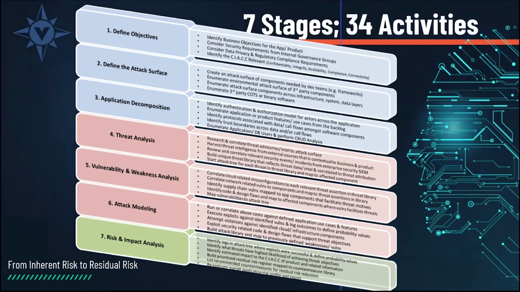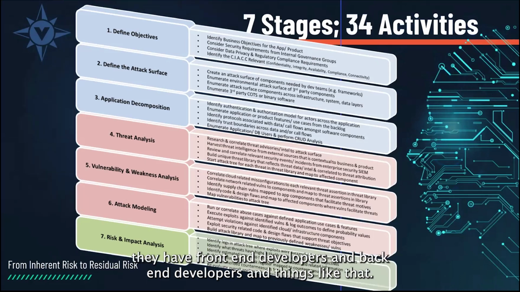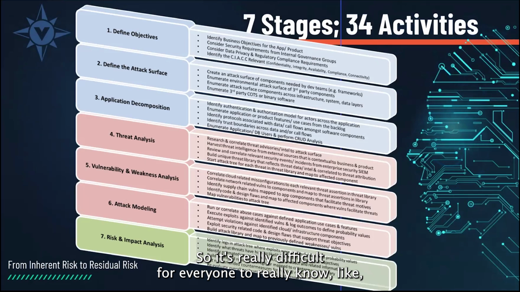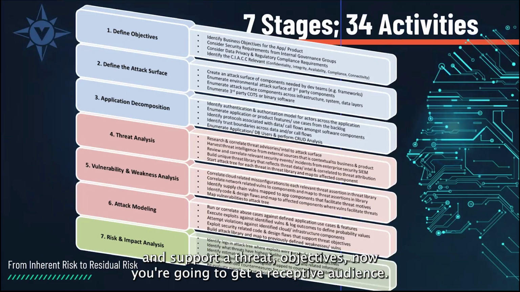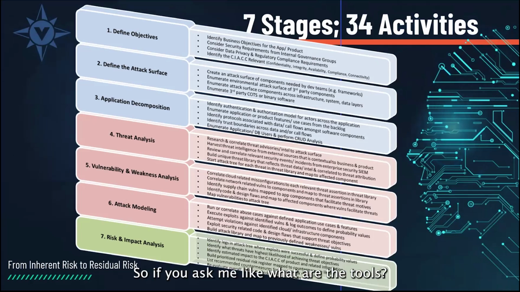A lot of times developers or product owners don't even know what they're running in their own application environment, right? Because there's so many people building software. They have front-end developers and back-end developers and things like that. So it's really difficult for everyone to really know what we are really running here to represent the attack surface. But when you start to correlate vulnerabilities to the attack surface that supports the threat, and you start to be able to prove that those vulnerabilities are indeed exploitable and support a threat objective, now you're going to get a receptive audience.